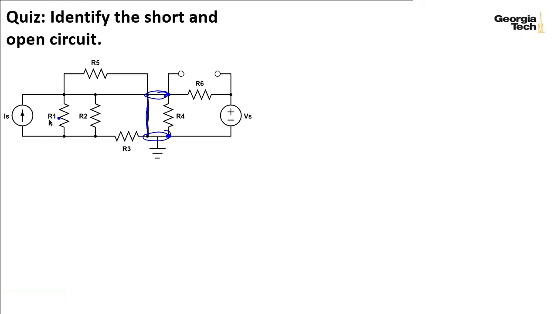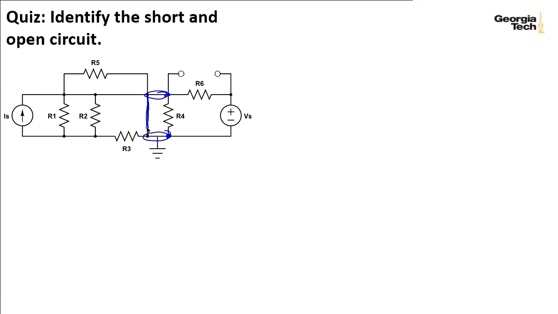So current is going to flow through this short instead of through this resistor R4, which is fine if you wanted to take R4 out of the circuit. But if R4 needs to be in the circuit, then you have to recognize that you've shorted it out.